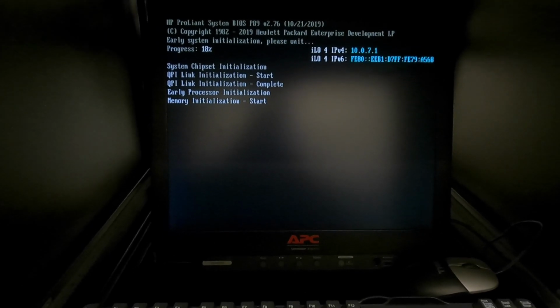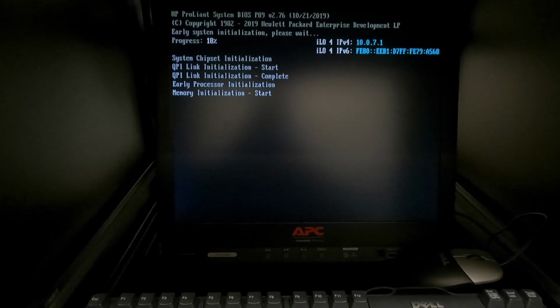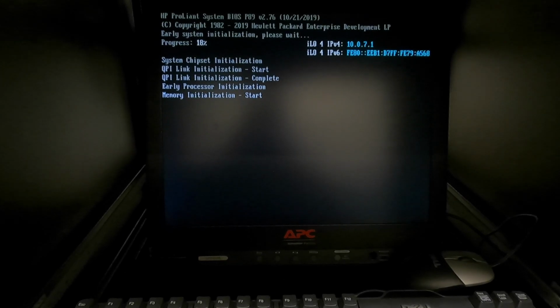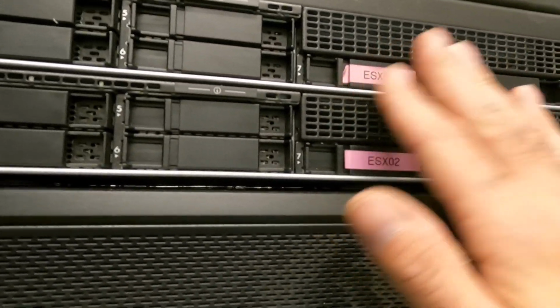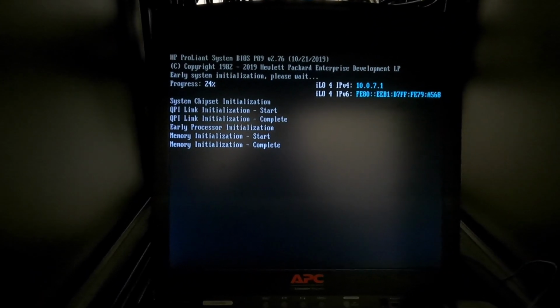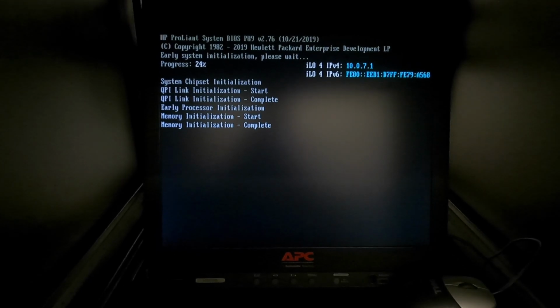I really do like these HP Reliants. This is a Gen 9 DL360. They're workhorses. I've always been a fan of HP. The whole case is of metal. Nothing against Dell, but just been always an HP fan. VMware is gonna go ahead and load now on it. So I'm gonna do the second one after this one boots up, and we should be good to go.